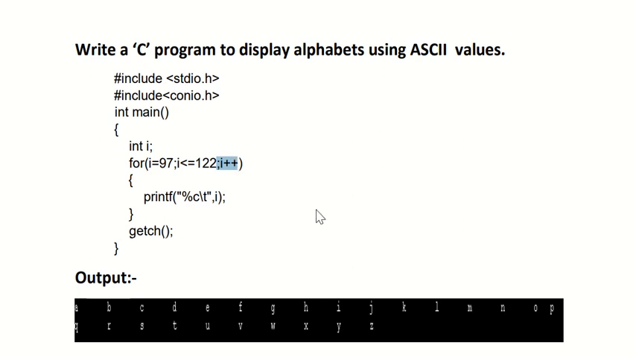It will increment the value of i by 1, so 98. Again it will check the condition, that is, 98 less than or equal to 122, and if the condition is true, again it will go inside, again %c with i, and print the character, likewise 98, 99, 100, 101 until 122. Once the condition is false, it will come out of this for loop, and directly jump to the getch function and close the bracket. When you execute this program, you will find the output like this: A, B, C, D, E, F, G, H, I, likewise till Z. Thank you all.